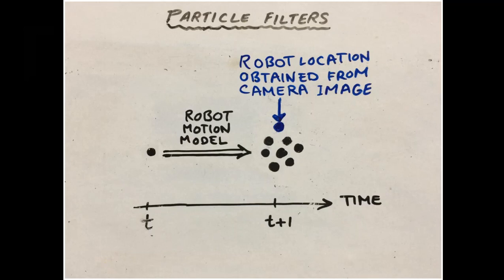And right now I have purposely shown all the particles with more or less the same size, but their size in the next few slides is going to convey a very important message regarding their significance and the weight. So right now you can think of all these particles as equiprobable robot locations. The robot can be any one of these black particle locations at time t plus 1. All of them are equally likely.